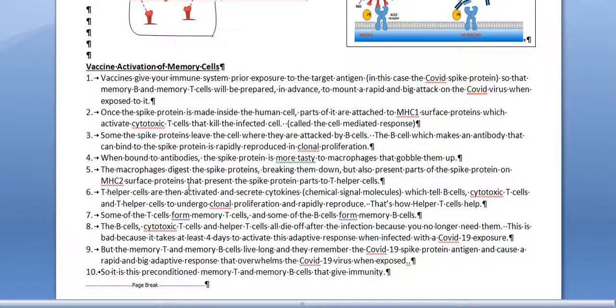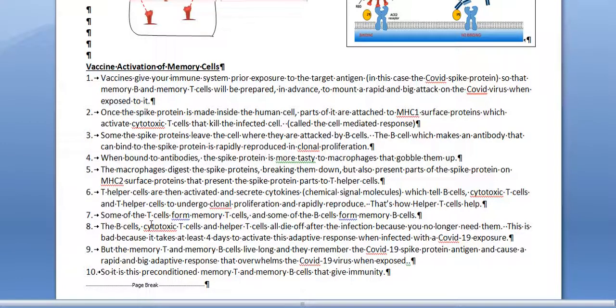The macrophages digest the spike proteins, breaking them down, but also presenting parts of the spike protein on major histocompatibility complex type 2 surface proteins that present them to helper T cells. Helper T cells are then activated and secrete cytokines, which are chemical signal molecules, which tell B cells, cytotoxic T cells, and helper T cells to undergo big-time clonal proliferation and rapidly reproduce. And that's how helper T cells help. Some of the T cells form memory T cells, and some of the B cells form memory B cells.